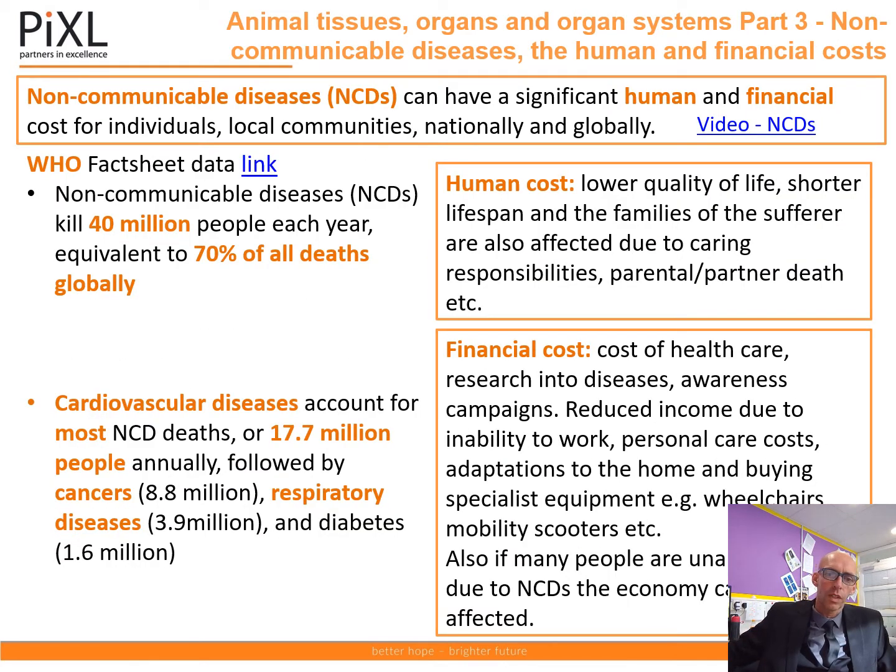So these ones we're interested in, the non-communicable diseases, cause 70% of all deaths globally, unlike communicable diseases, obviously causing a lot less. Of those, cardiovascular diseases are the major one, followed by cancers and respiratory diseases, with diabetes here in fourth place.